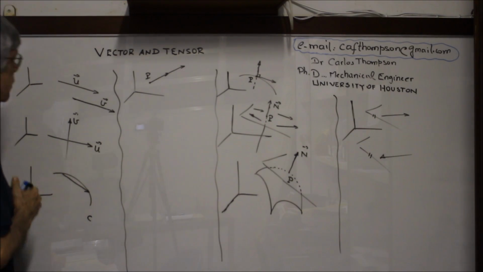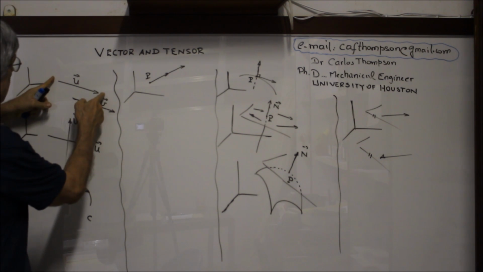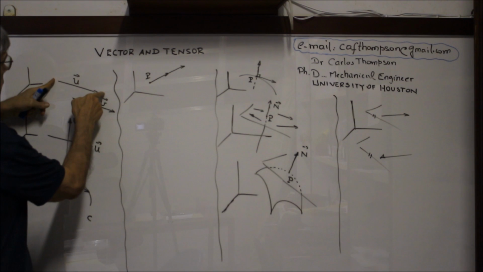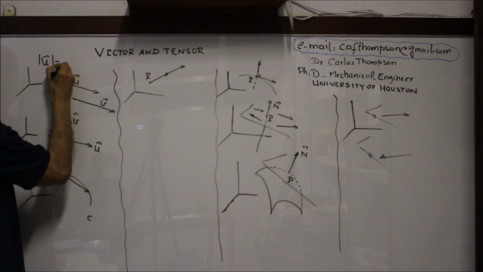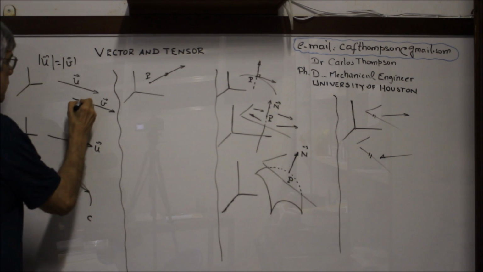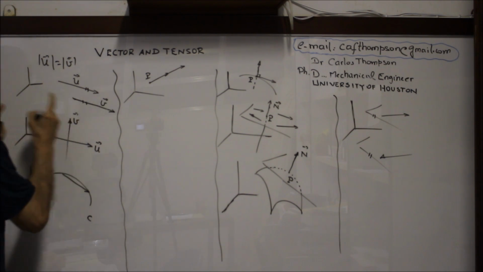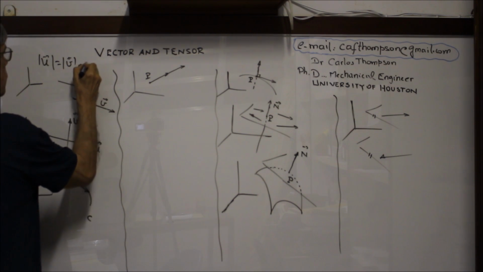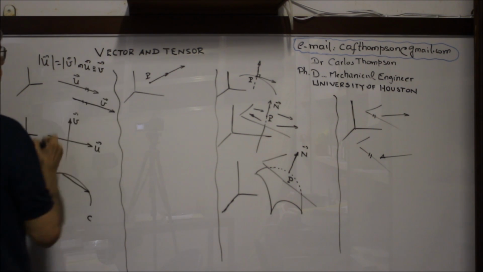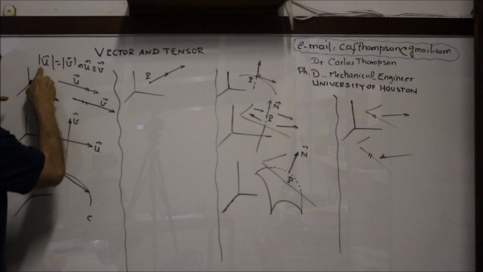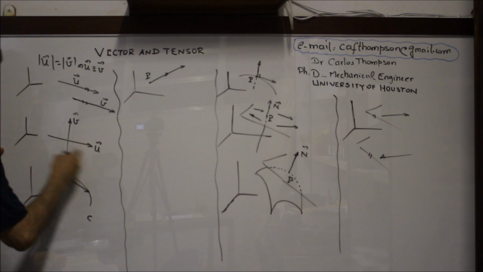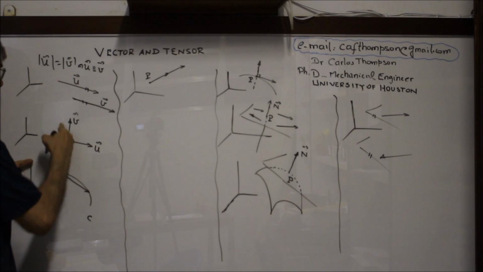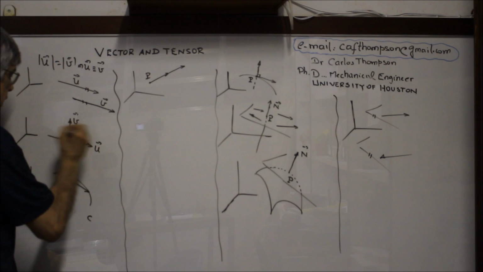In space, suppose the magnitude of vector u is equal to the magnitude of vector v, and they are parallel. We say that u is identical to v. They are parallel, and the magnitude of u is equal to the magnitude of v. In this other case, the vectors u and v are perpendicular, so the angle between them is 90 degrees.